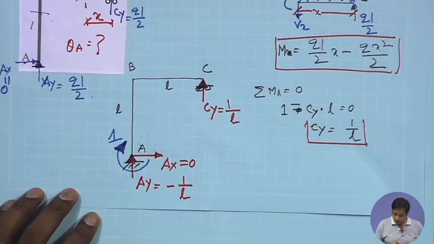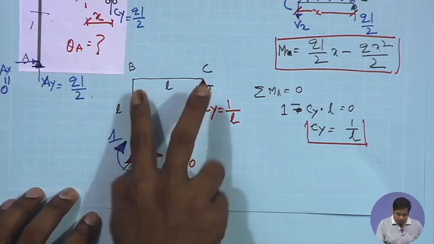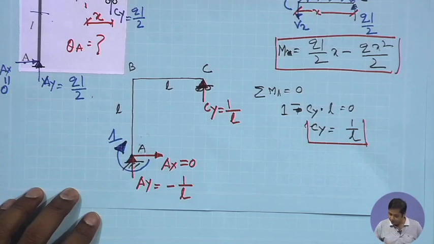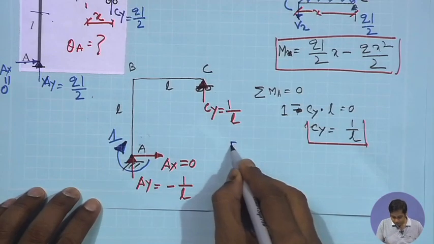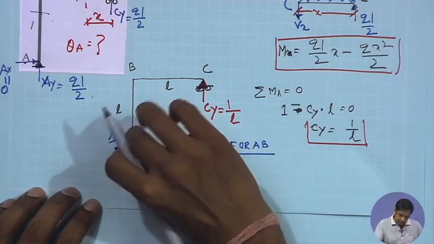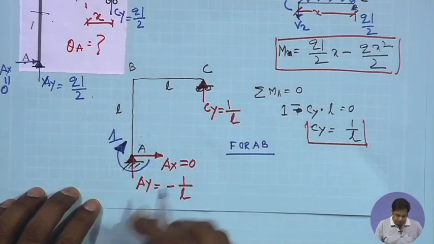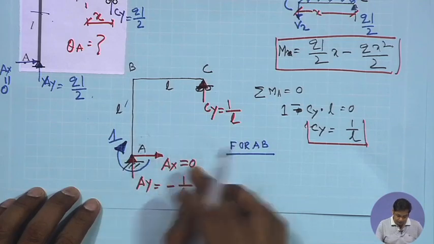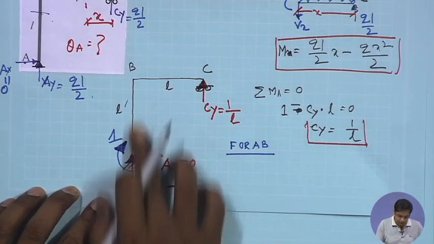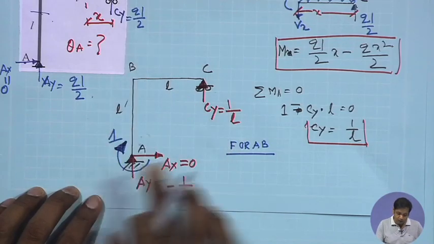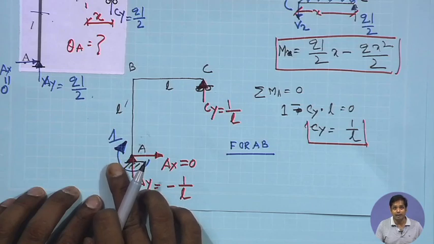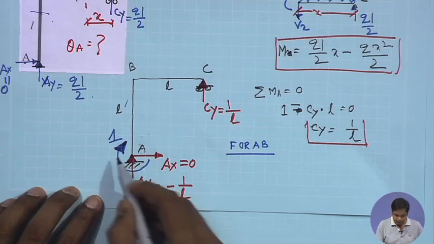Now, find out the moment for BC and the moment for AB. For AB, if you take any section here, AX will not contribute because AX is 0, AY will not contribute because AY is passing through this section, only the moment at this section and the externally applied moment, the unit moment here, will contribute.